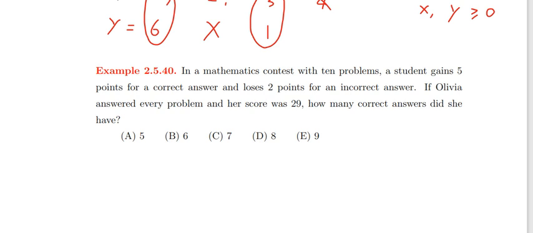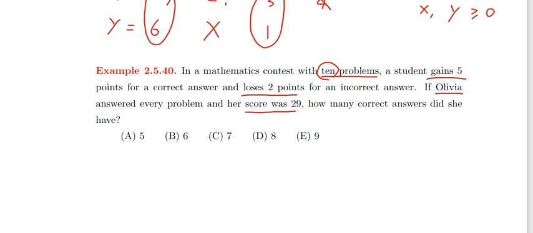Okay, so this is like a math contest with 10 problems. You get 5 points for a correct answer and lose 2 points, so negative 2 points, for an incorrect answer. So Olivia answered every problem and her score was 29. We have 10 problems, but we don't know how many problems she answered correctly.